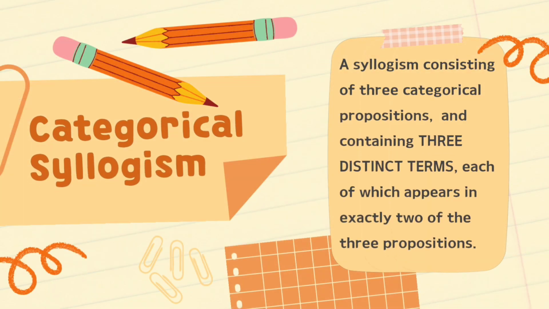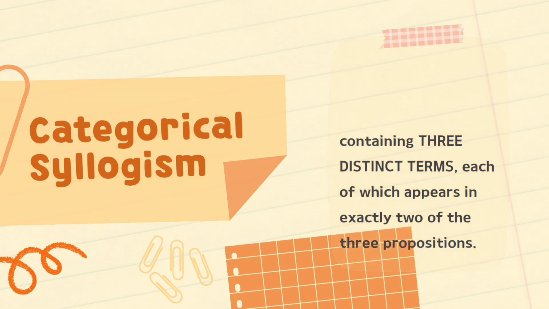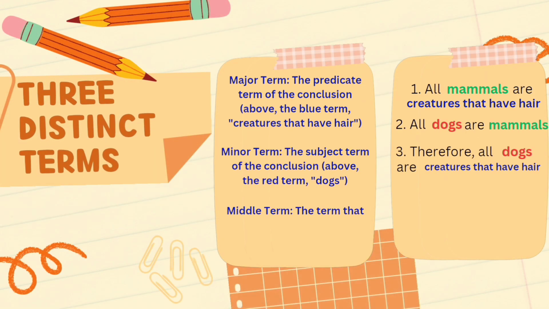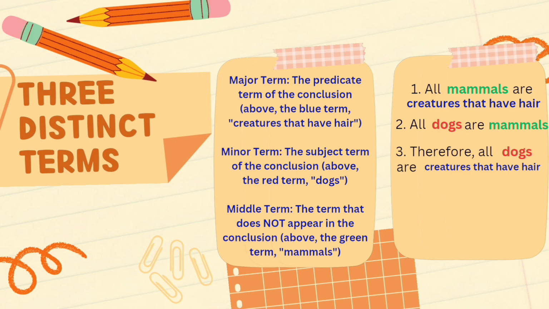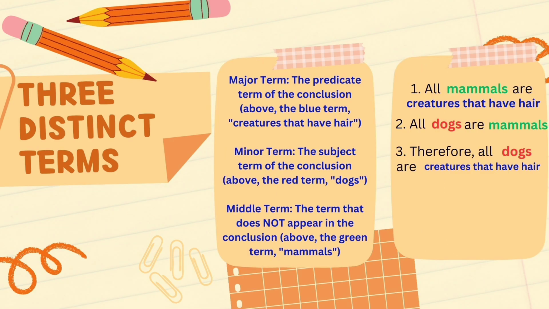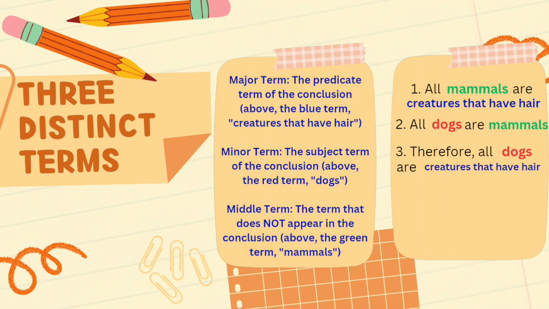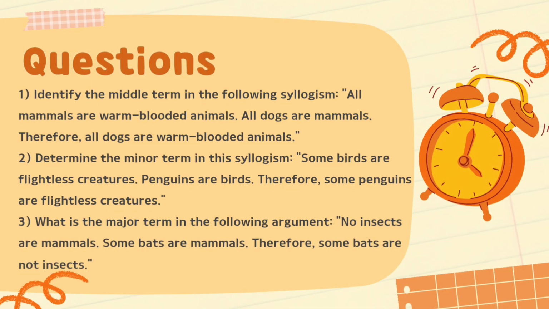Categorical syllogism: a syllogism consisting of three categorical propositions, and containing three distinct terms, each of which appears in exactly two of the three propositions. Let's see what the three distinct terms are. Three distinct terms are major, minor and middle. Major term, the predicate term of the conclusion. Minor term, the subject term of the conclusion. Middle term, the term that does not appear in the conclusion. Solve this question and write the answer in the comment box.